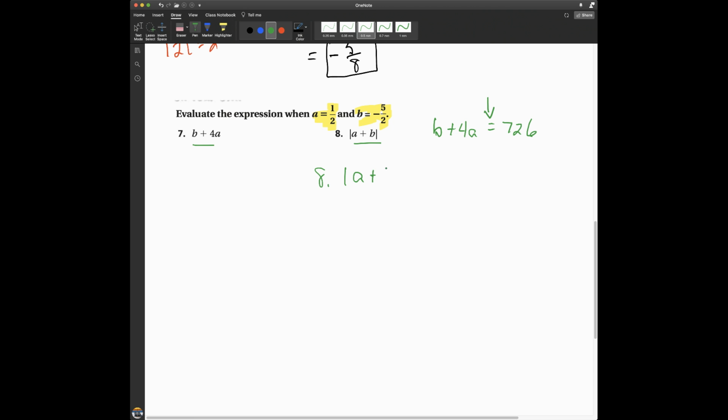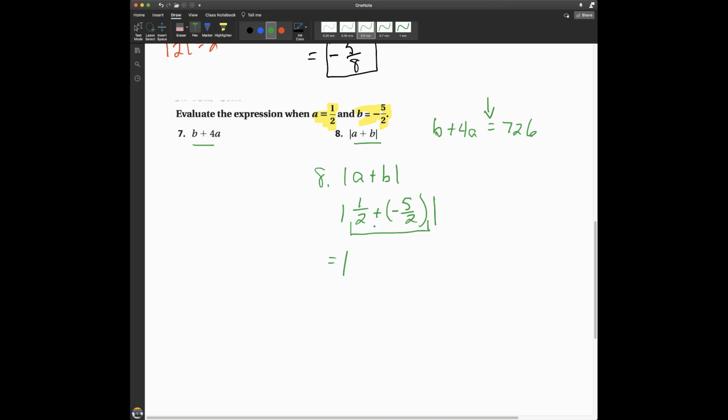Absolute value of a plus b. So in the absolute values, I have to work this out. 1/2 plus negative 5/2. So I work out this part first, and then when I'm done, I take the absolute value of whatever's inside the absolute value signs.